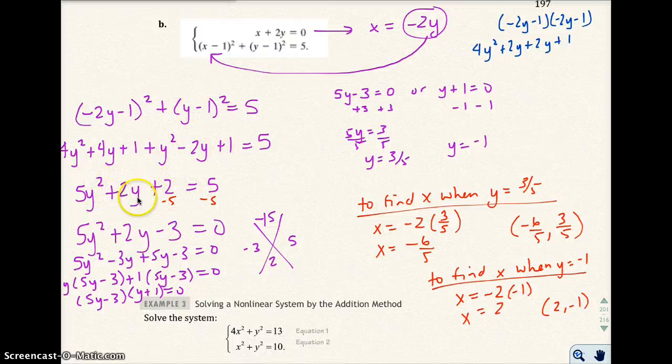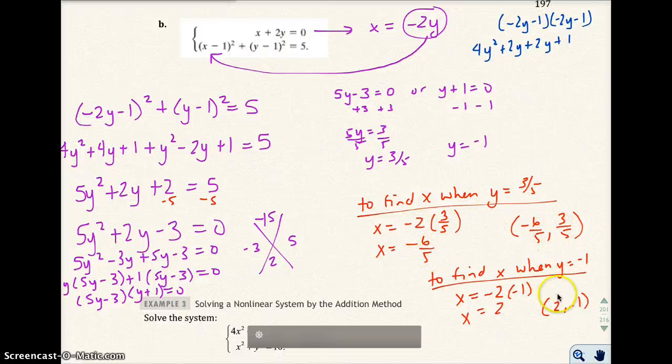And I ended up with a second degree equation. And I set it equal to 0. And so here's the second degree equation I got. 5y squared plus 2y minus 3 equals 0. And so I ended up factoring that. And the y values I got were 3/5 and negative 1. And then I went ahead and found x for those two values there. And then these are the two solutions.